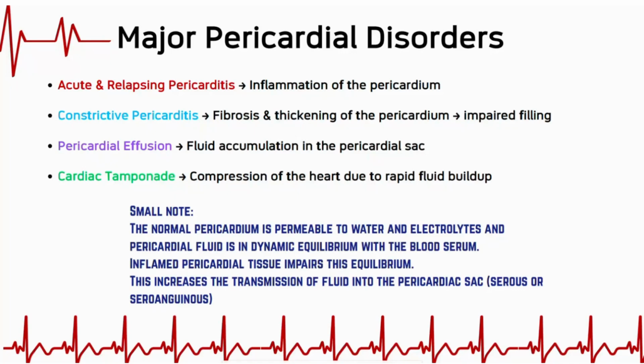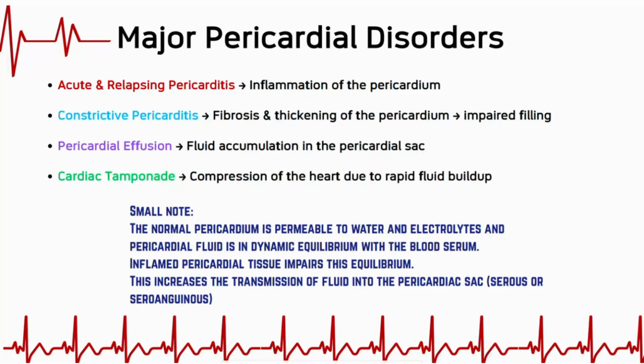Then we have pericardial effusion. Pericardial effusion can be a clinical emergency, but by and large, it's not. It is literally just the accumulation of pericardial fluid in the pericardial sac. So this fluid can be serous or serosanguinous. Serosanguinous means serous and blood inside. So pericardial effusion can be seen in situations like that.